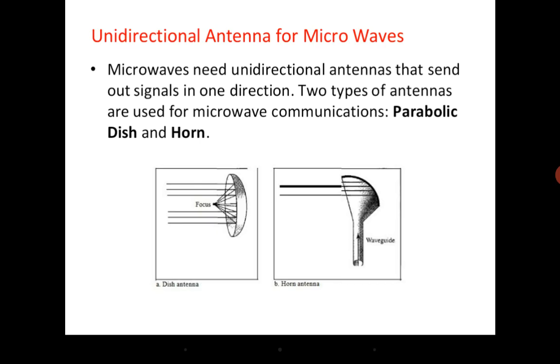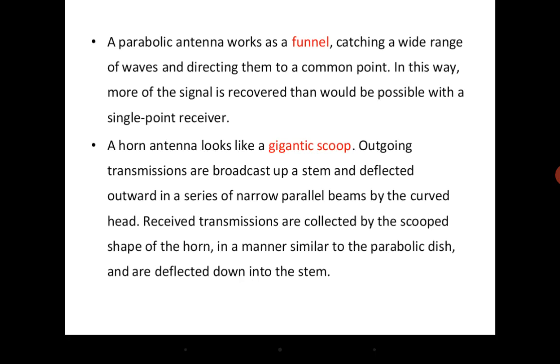Microwave propagation can be done with the help of a unidirectional antenna. The unidirectional antennas are of two types. One is parabolic dish and another one is horn antenna. Both of them are presented in the picture. First one is dish antenna and second one is horn antenna. A dish antenna or parabolic dish works as a funnel. It catches a wide range of waves and directs them to a common point. In this way, more signals are recovered and are possible with a single point receiver.